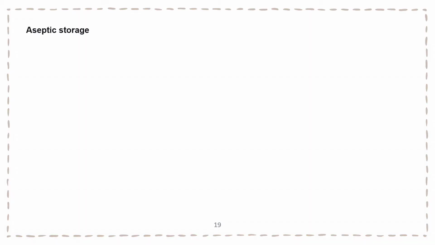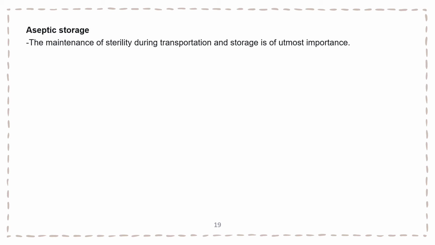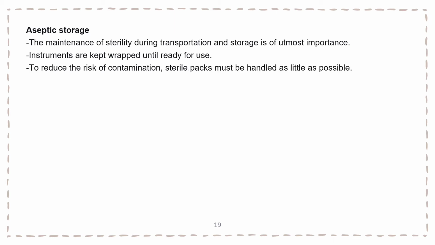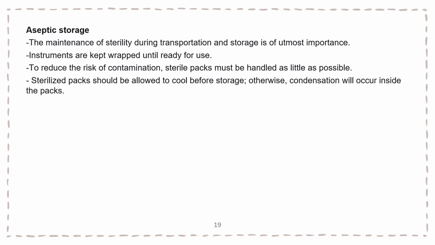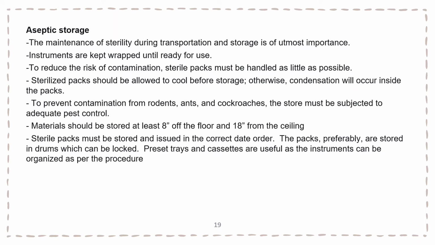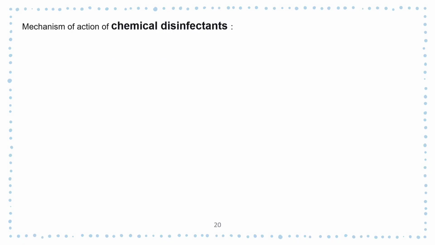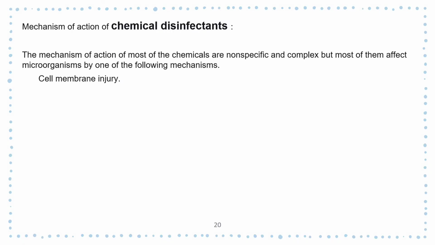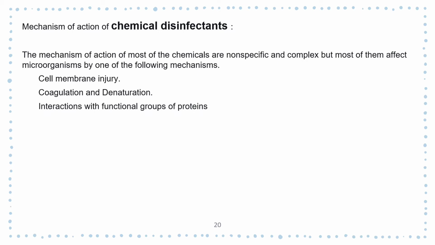The next step of sterilization is aseptic storage, the maintenance of sterility during transportation and storage. It's very important. Instruments are kept wrapped until ready for use to reduce the risk of contamination. Chemical disinfectants work through the following mechanisms: cell membrane injury, coagulation and denaturation, and interaction with functional groups of proteins of bacteria.